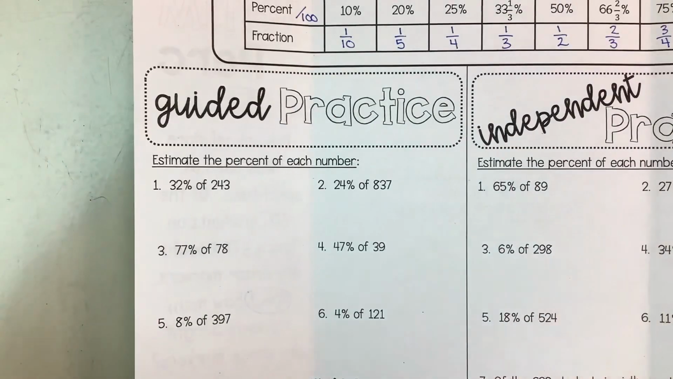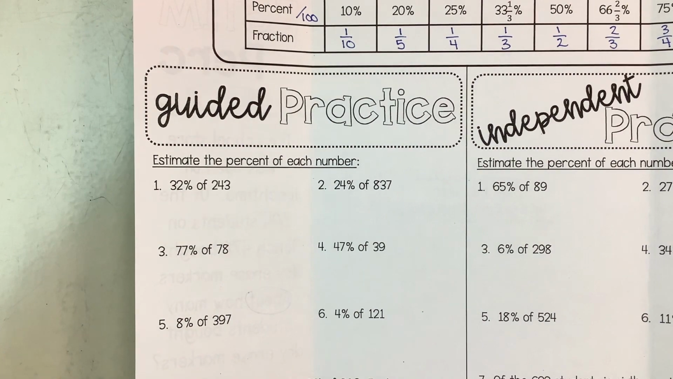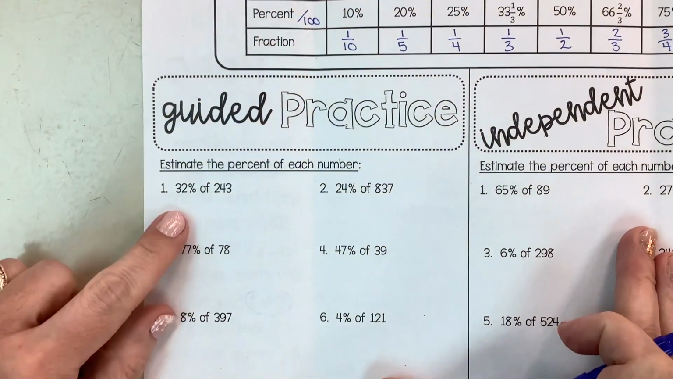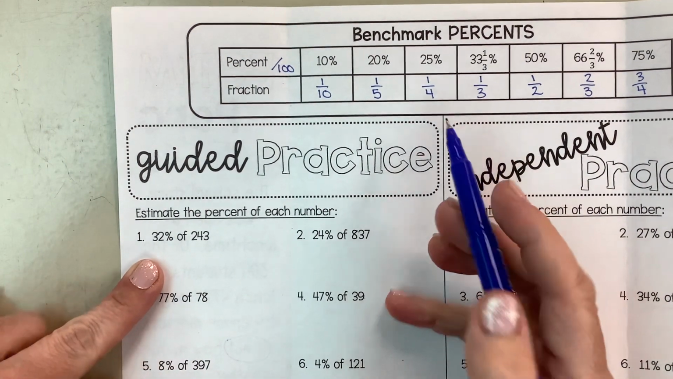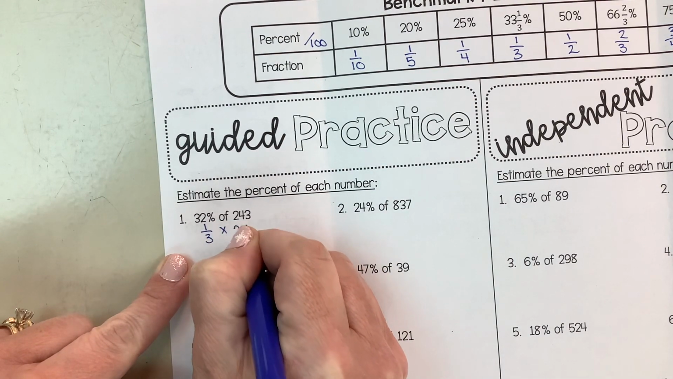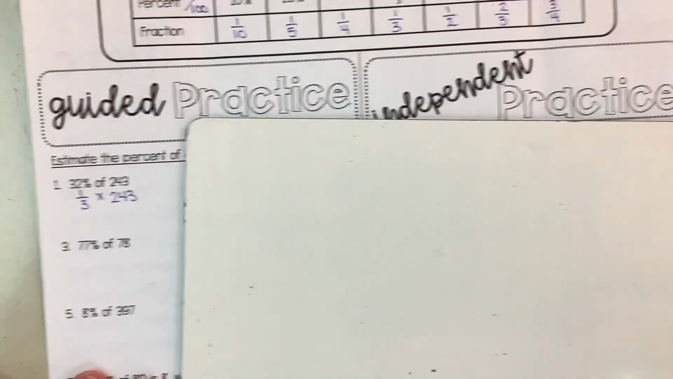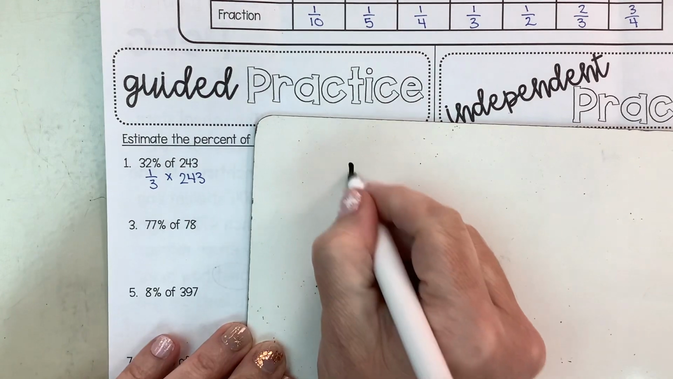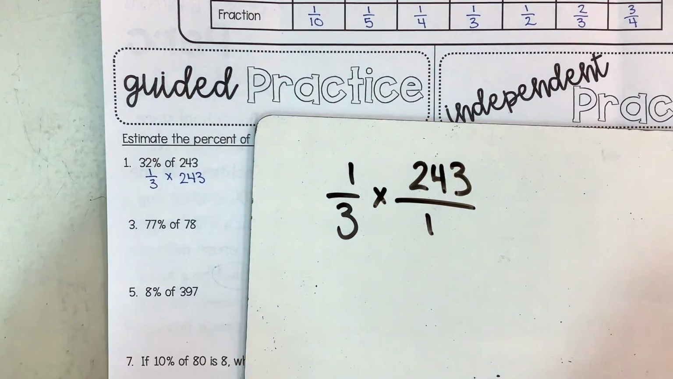Alrighty, so let's take a look at this guided practice. Once we finish this, you're going to work on the independent practice, and I will put the answers up on the slide so you can check those. So we're going to start by estimating this right now. So 32%, we could really say it's 1/3, right? Okay, so we could say 1/3 of 243. Well, this is just multiplying fractions. We can add a 1 under the 243. Okay, I'm going to put my workspace here beside. So 1/3 of 243 over 1.